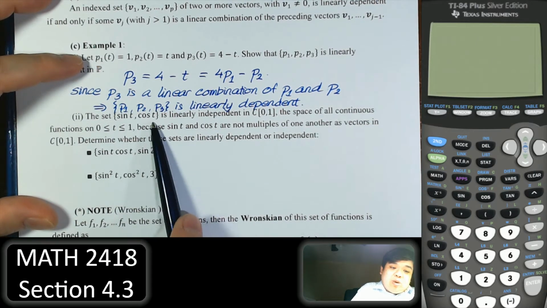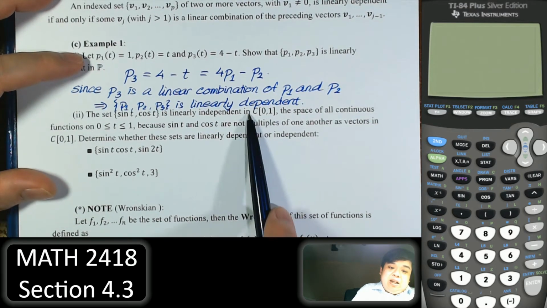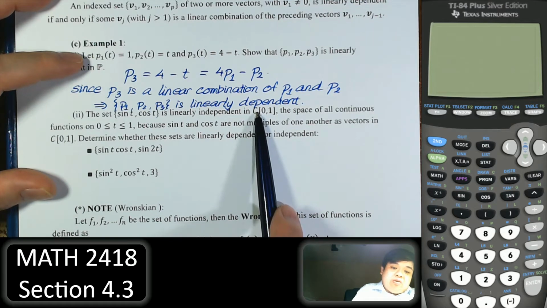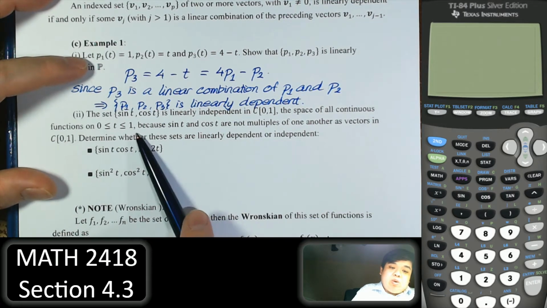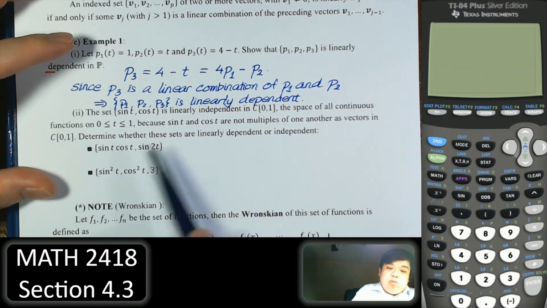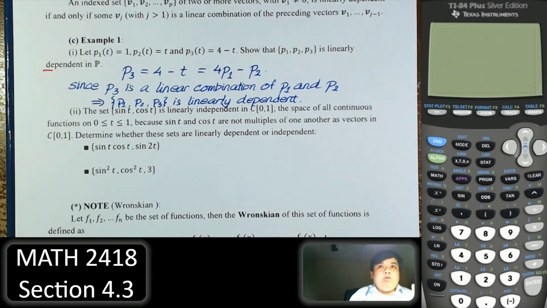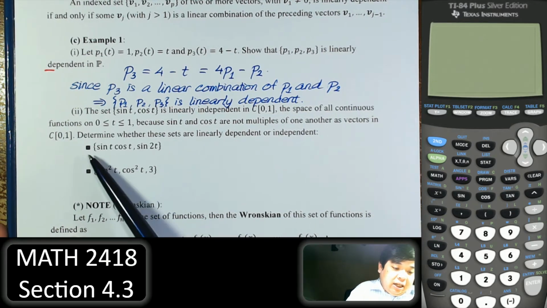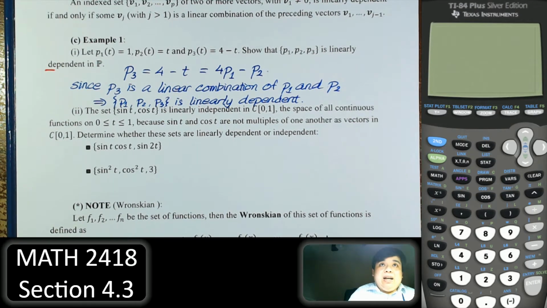Here's some examples. The set of sine t and cosine t is linearly independent in the space of continuous functions for t from 0 to 1, because sine t and cosine t are not multiples of each other. So if we only have two vectors, and one of them is not a multiple of the other, they are linearly independent.